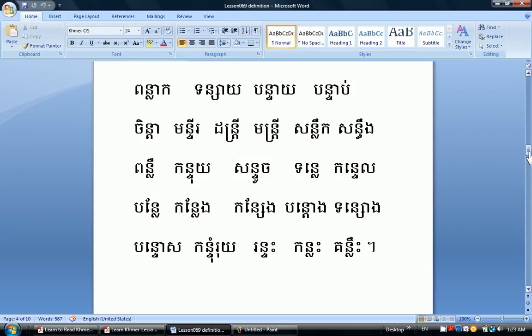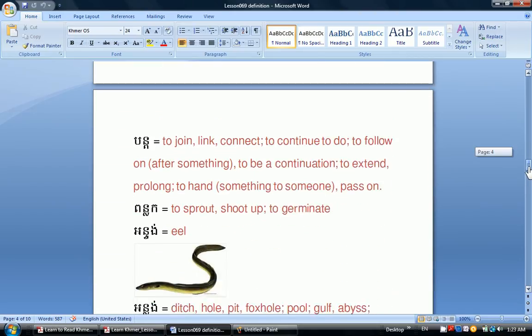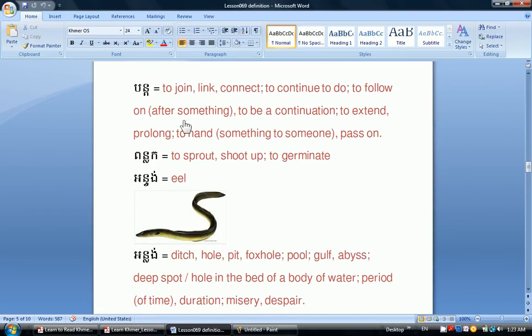Okay, so now let's go over the definitions. Banta means to join, to link, to connect, to continue to do, to follow on after something, to be a continuation, to extend, to prolong, to hand something to someone, or to pass on. Punlok means to sprout, to shoot up, or to germinate. Antung is an eel.